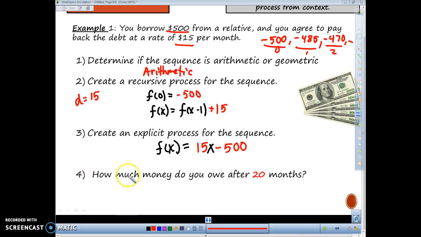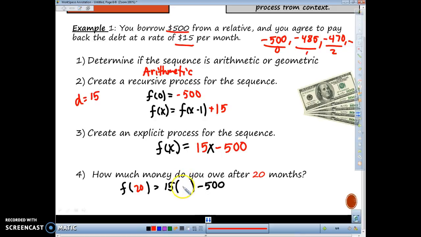Number 4, it says how much money do you owe after 20 months? So what we're going to do is we're going to evaluate this function, f of x, for 20. And let me color code this to help you see what's going on. So f of, and we want 20. So I'm going to drop in 20. My explicit process is 15 times x, so instead of x, I'm going to replace it with 20. And I'm going to subtract 500.